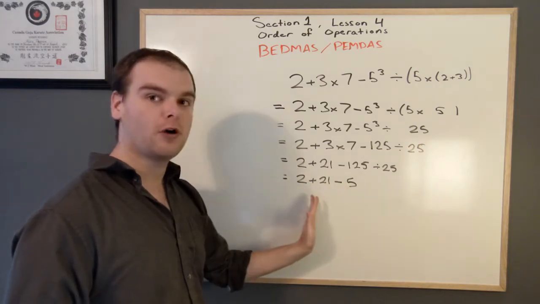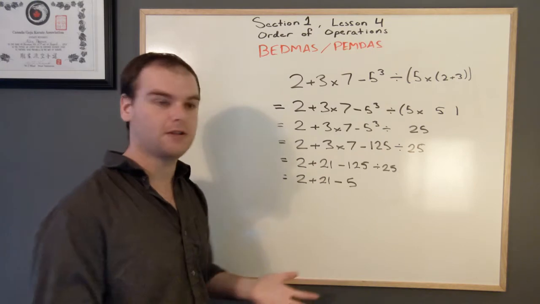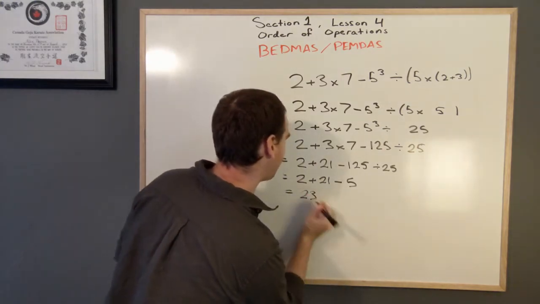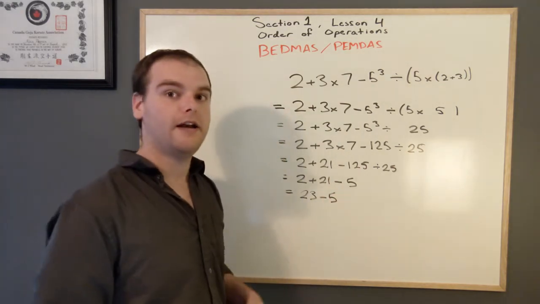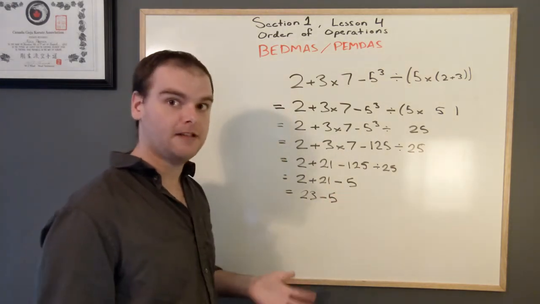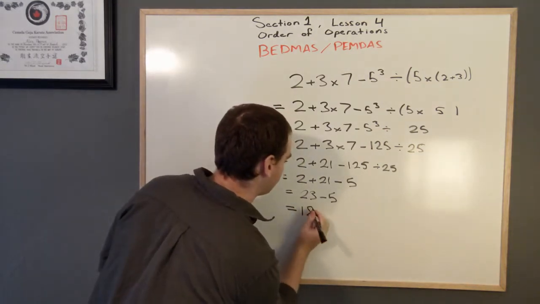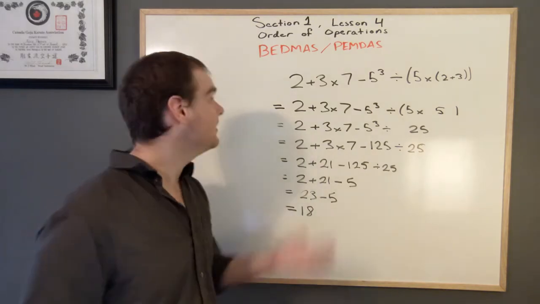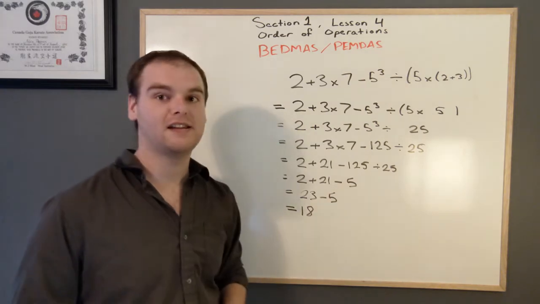And we see there are 2 more operations left. They're both addition and subtraction. So 2 plus 21 is 23. And 23 minus 5 is 18. And that's the end of this problem. We've taken that and we've gotten this, and that's the answer.